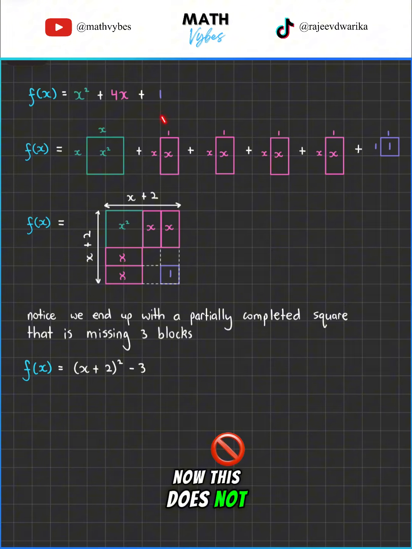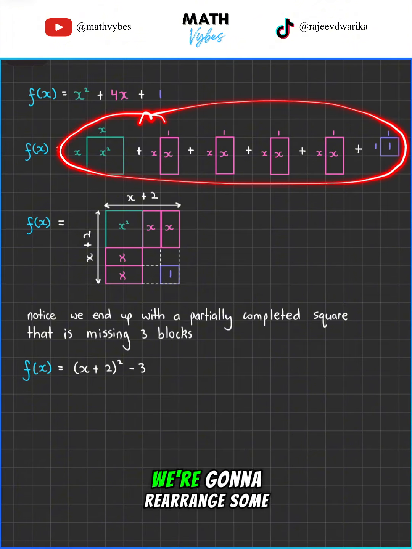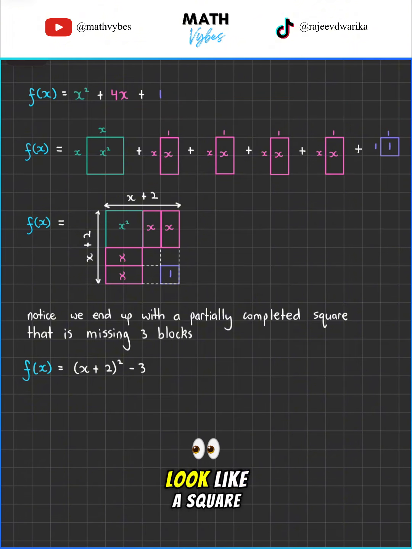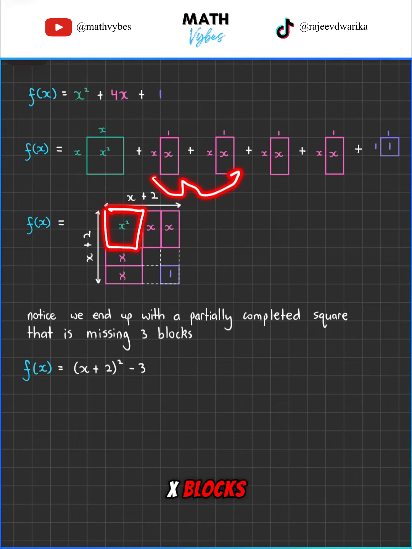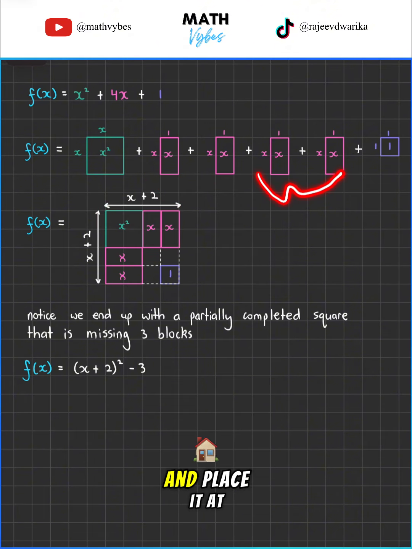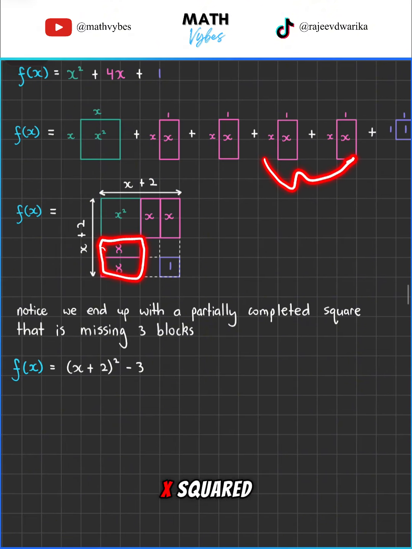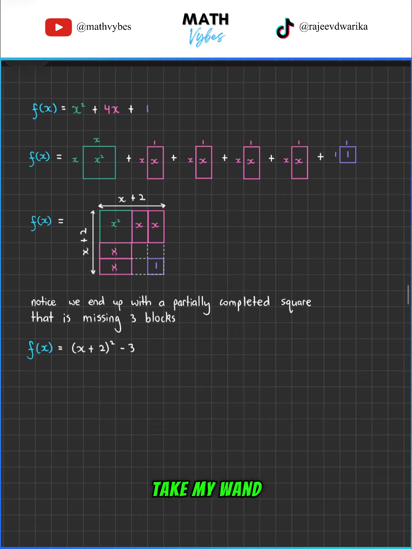Now, this does not look like a square. So what we're going to do is rearrange some elements to make it look like a square. I'm going to put my x squared block over here. I'm going to take 2 of these x blocks and place them over here. I'm going to take these 2, rotate them, and place them at the bottom of x squared. And I'm going to take my 1 and place it over here.